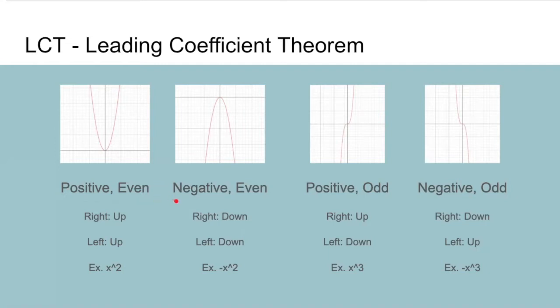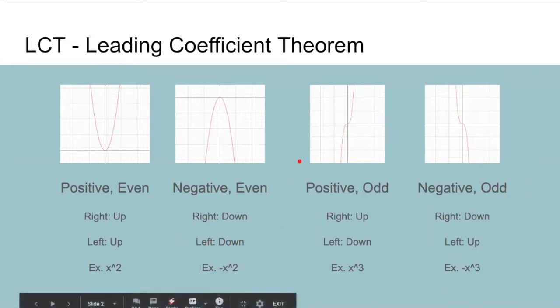Our next case is the negative leading coefficient and an even degree. And this tells us that the left and right hand sides will both go downwards and approach negative infinity. And an example of this is negative x squared.